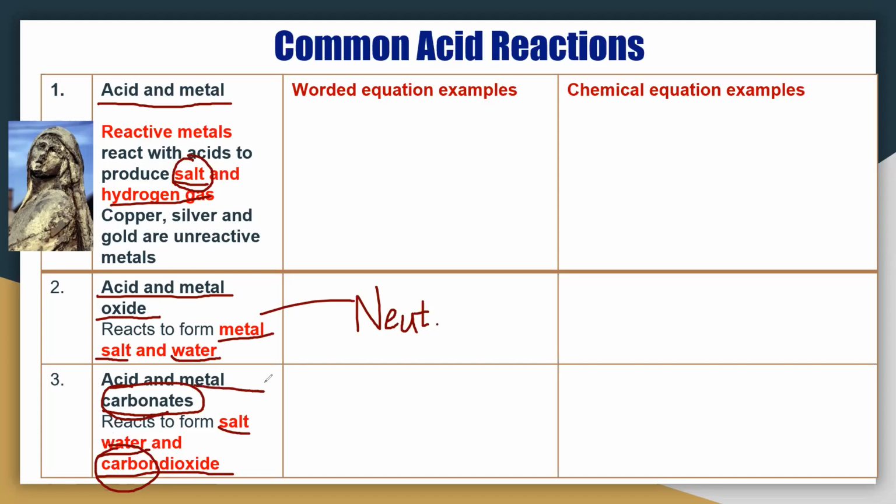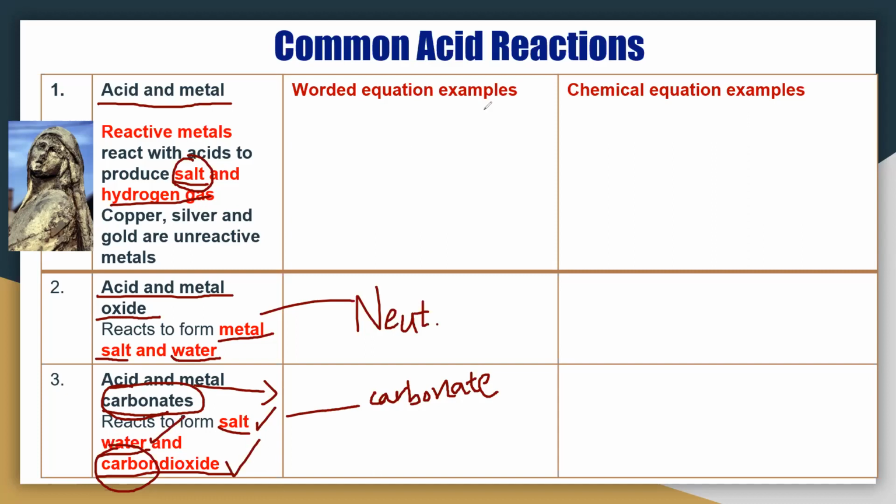Metal carbonate means, for example, calcium carbonate or potassium carbonate, any carbonate that has a metal in front of it. And we know our metals are usually in group 1, group 2, group 3 to 12. Those are where our metals are located. So any metal, insert metal name, and carbonate is basically what we call a metal carbonate. So if an acid like hydrochloric acid is to combine with a metal carbonate like calcium carbonate, usually what would happen is we would have salt coming out of that, we'd have water, and we'd have carbon dioxide.